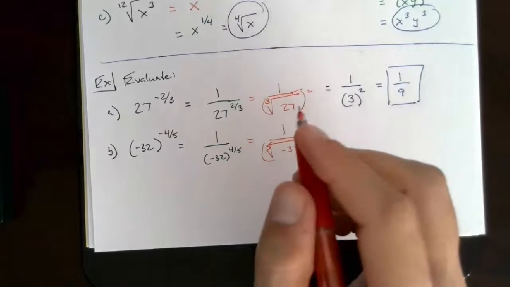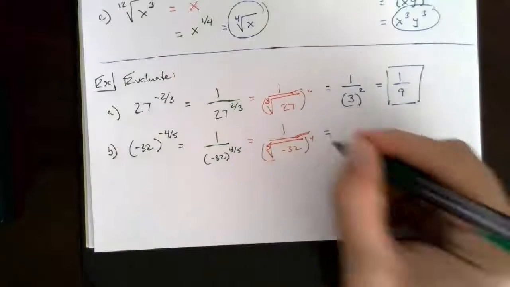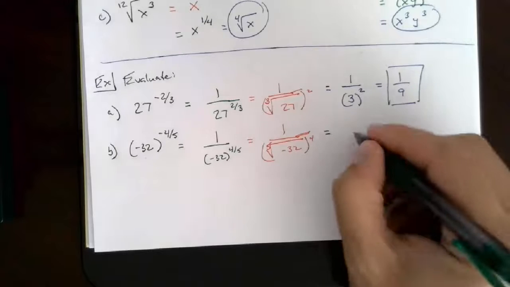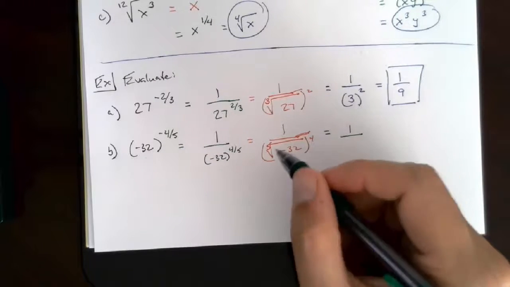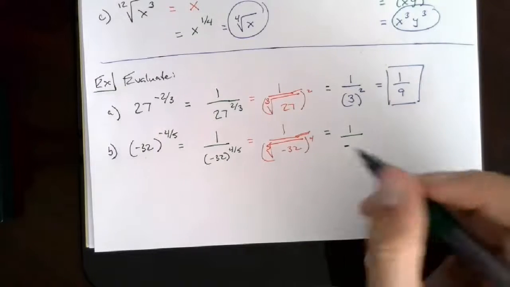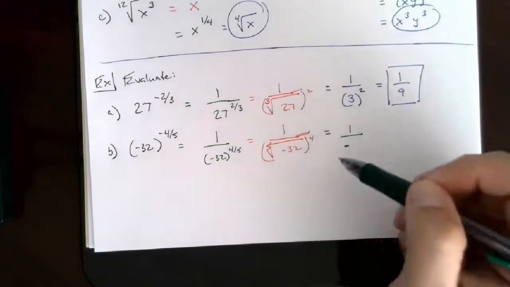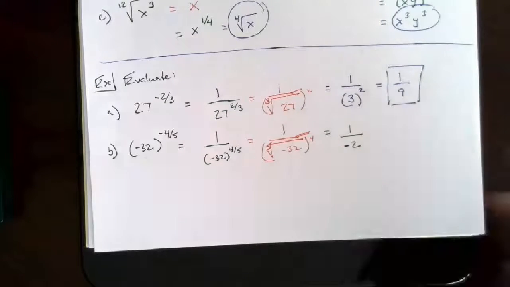You might not know that, but it is. You can always check it on your calculator. So then this is equal to 1 over the fifth root of negative 32. Well, it's an odd root of a negative, so we know it's going to stay negative. We learned that in the previous unit, or previous section. And then the fifth root of 32, well, that's going to be negative 2.